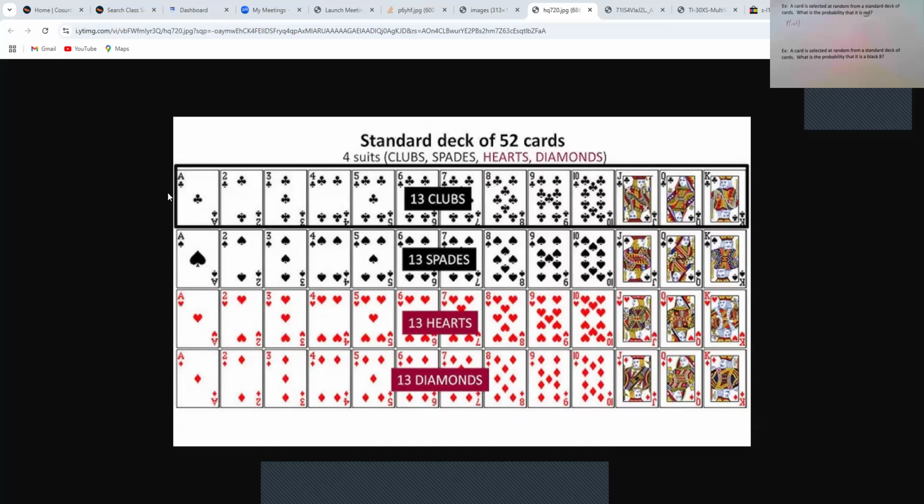So the top line, those are called clubs. There are 13 clubs. There are 13 spades. And those top 2 lines are both black, right? And then these bottom 2 lines are red. There are 13 hearts. And there are 13 diamonds. So cards go from ace, and then 2, 3, 4, 5, 6, 7, 8, 9, 10, and then jack, queen, king. That's 13 times 4. So 52 cards in the deck. So don't be surprised when we put 52 in the denominator on these next couple of questions.